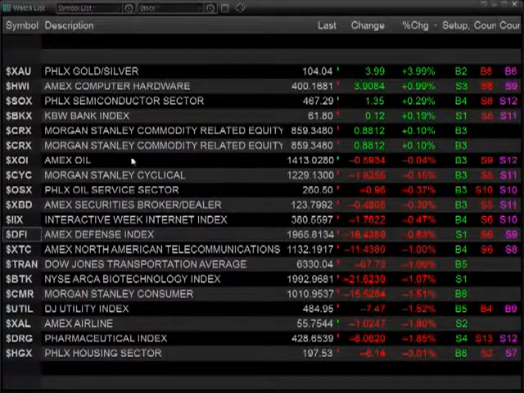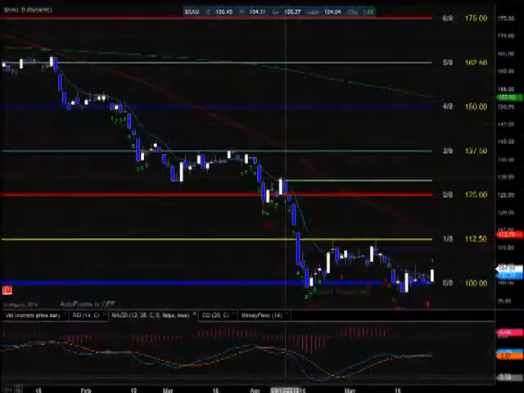The other count to watch here is the XOI. The XOI is 12 days up now in the Comer, so it's actually getting pretty close to potentially turning and rolling. So that's another one to keep on the radar.